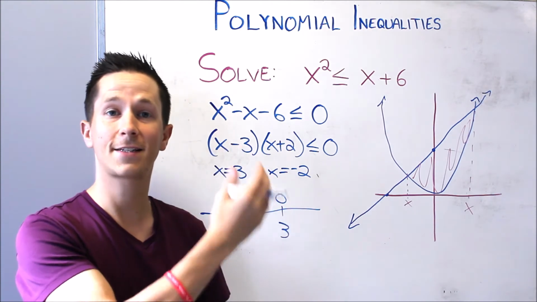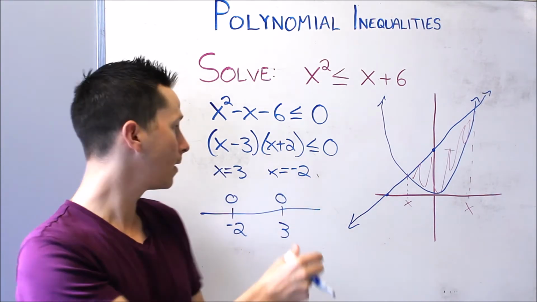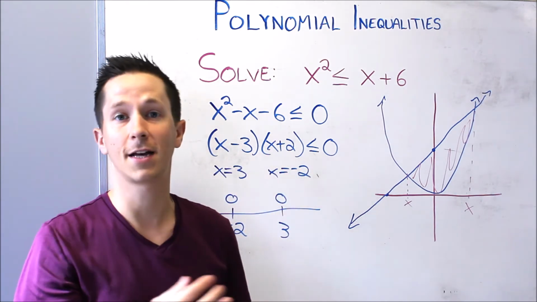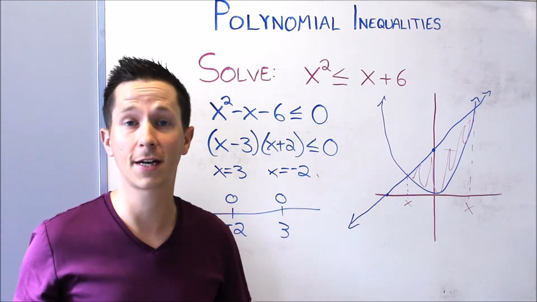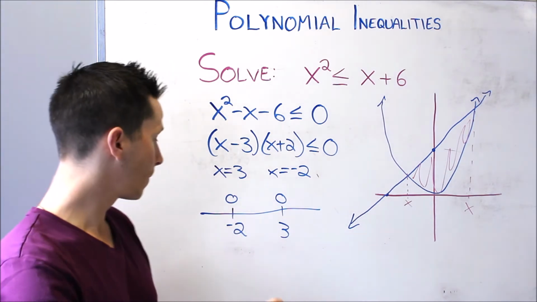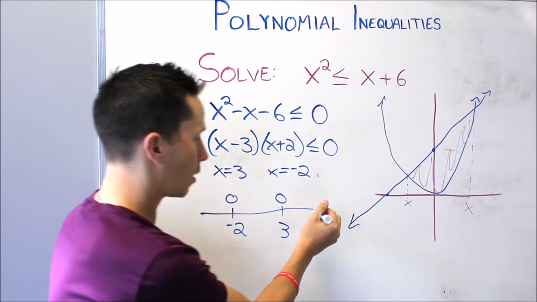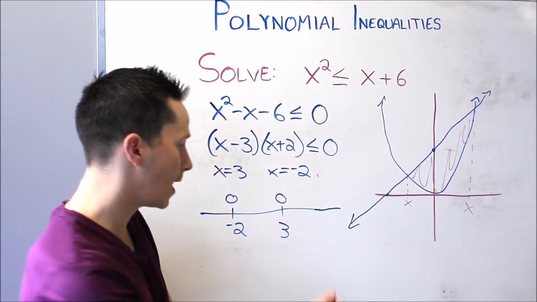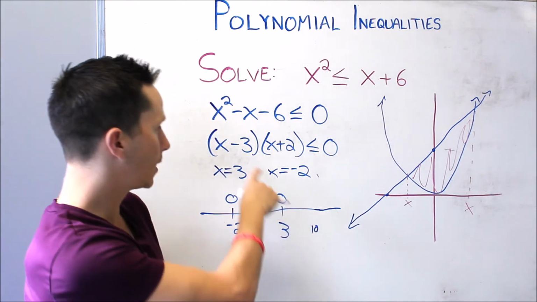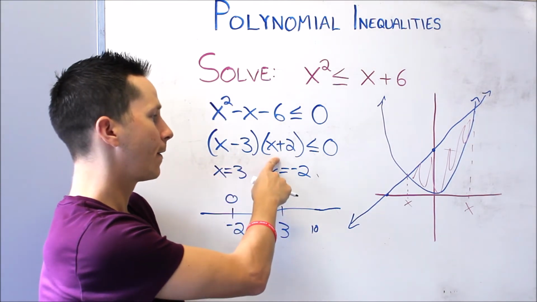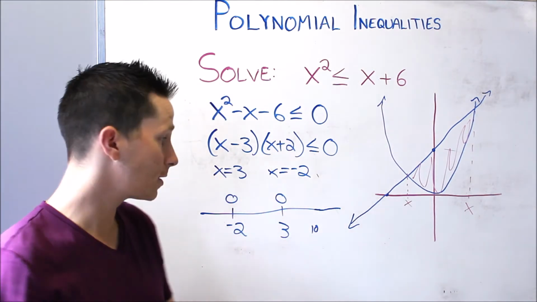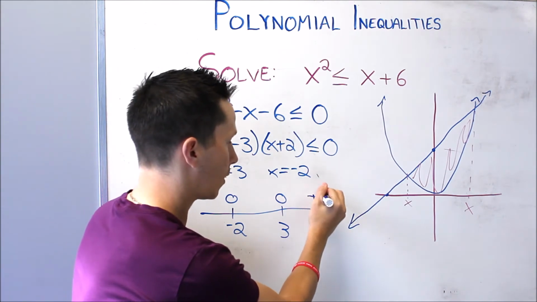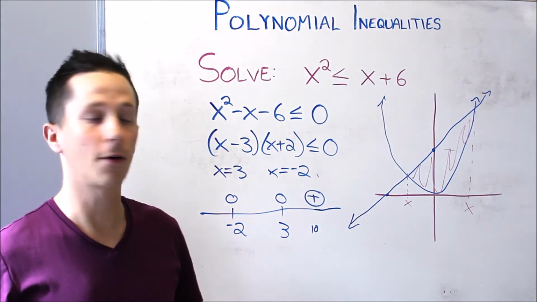Now I'm just going to test every gap in the number line, plug it back in here and say, is it less than 0? In other words, is it negative or is it positive? So I'll show you what I mean. I'm going to start over here on the right side. So I'm going to plug in something greater than 3. Let's say 10. So if I plug in 10 for x, I get 7 times 12, which is positive. We don't even care what the value is. We just know it's greater than 0.